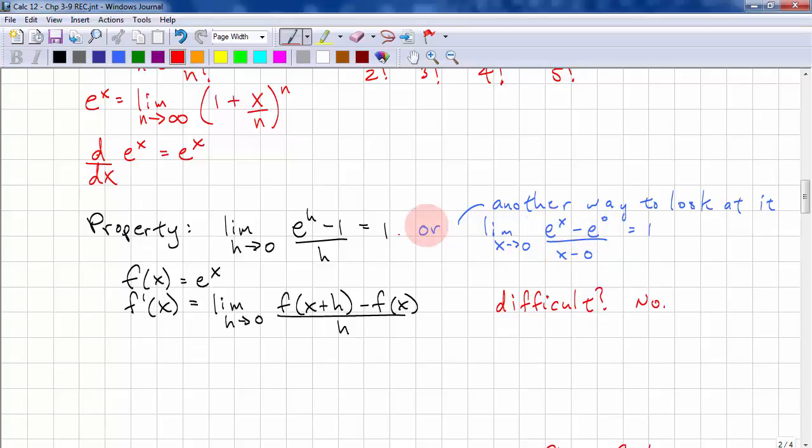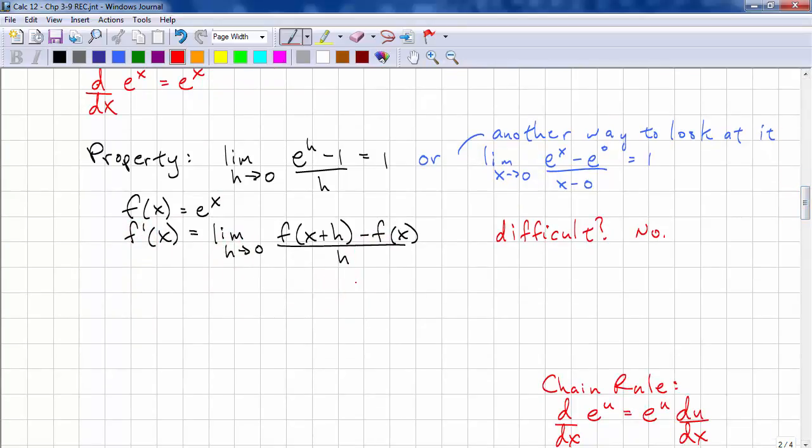Okay, and if we go back, we see e to the power of 0 is 1, and we see that x minus 0 is just x. So this is the same way of looking at it. So we want to define f of x is equal to e to the x. The derivative, we use our normal derivative definition. And we want to take the limit as h goes to 0 of f of x plus h minus f of x all over h.